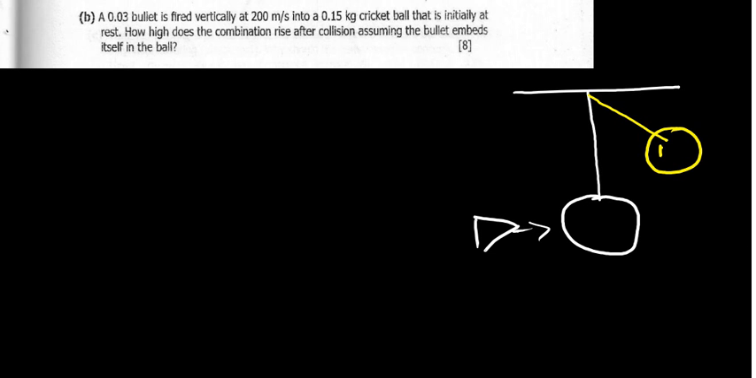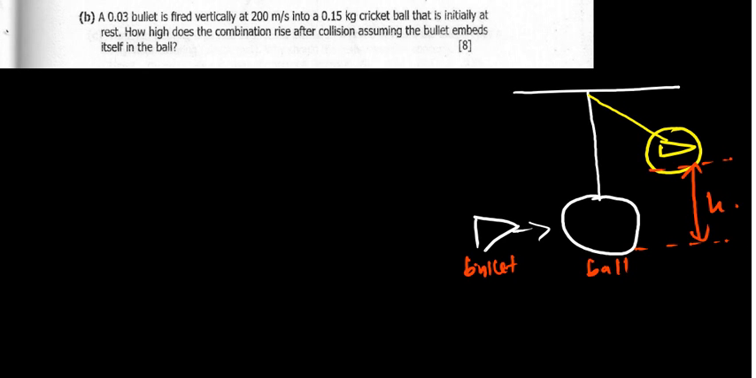Then the bullet now is inside the ball. So this is the bullet, and this is the cricket ball. Now we can clearly see that it has moved from this point all the way to that point. We are going to call this h, the height, how high it has moved. Now we are trying to find the height.